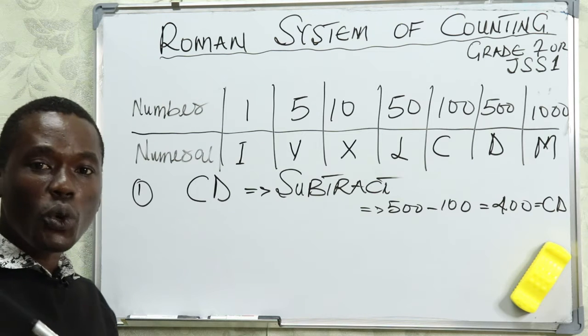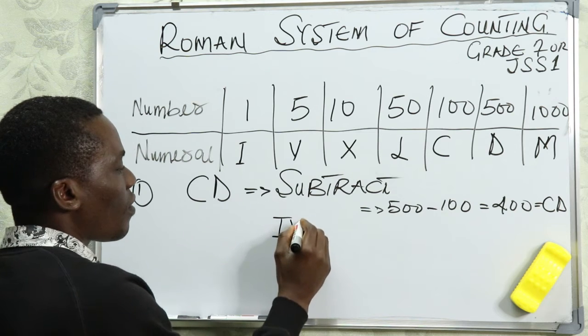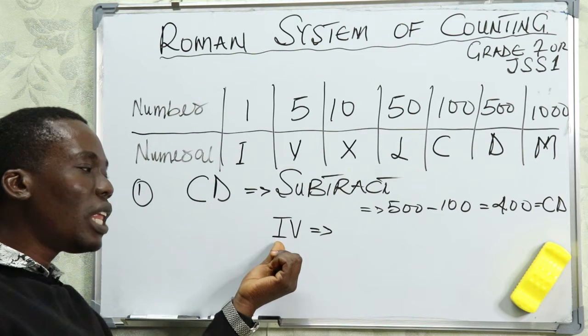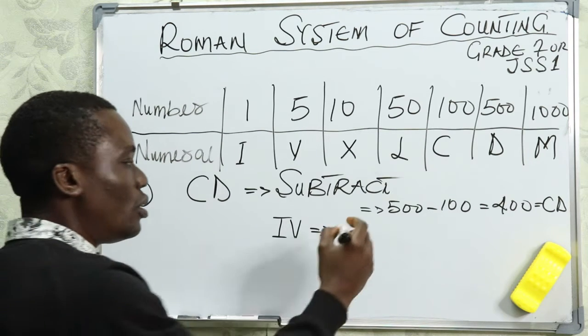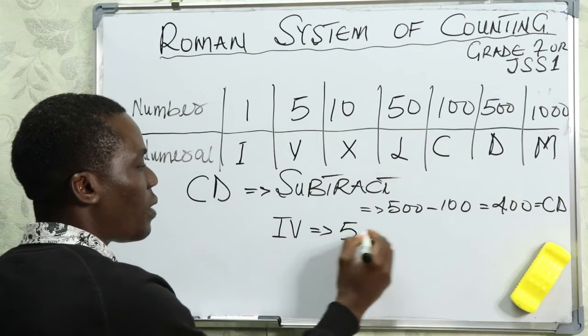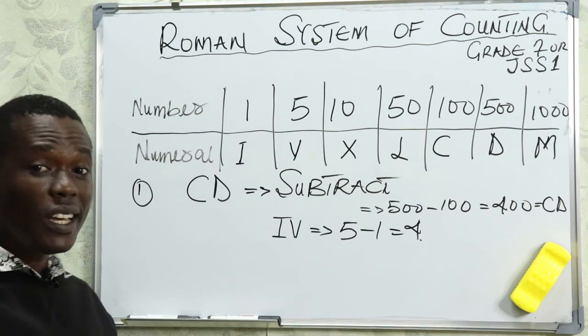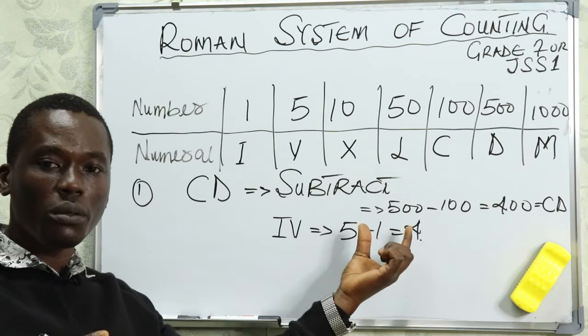Now if you are also given something like this, IV, definitely we wrote that out. The smaller I is right behind the bigger number V, which is 5. All you need to do is subtract. 5 minus 1 is equal to 4. So you see, it's very easy when forming complex Roman numerals to know these points.